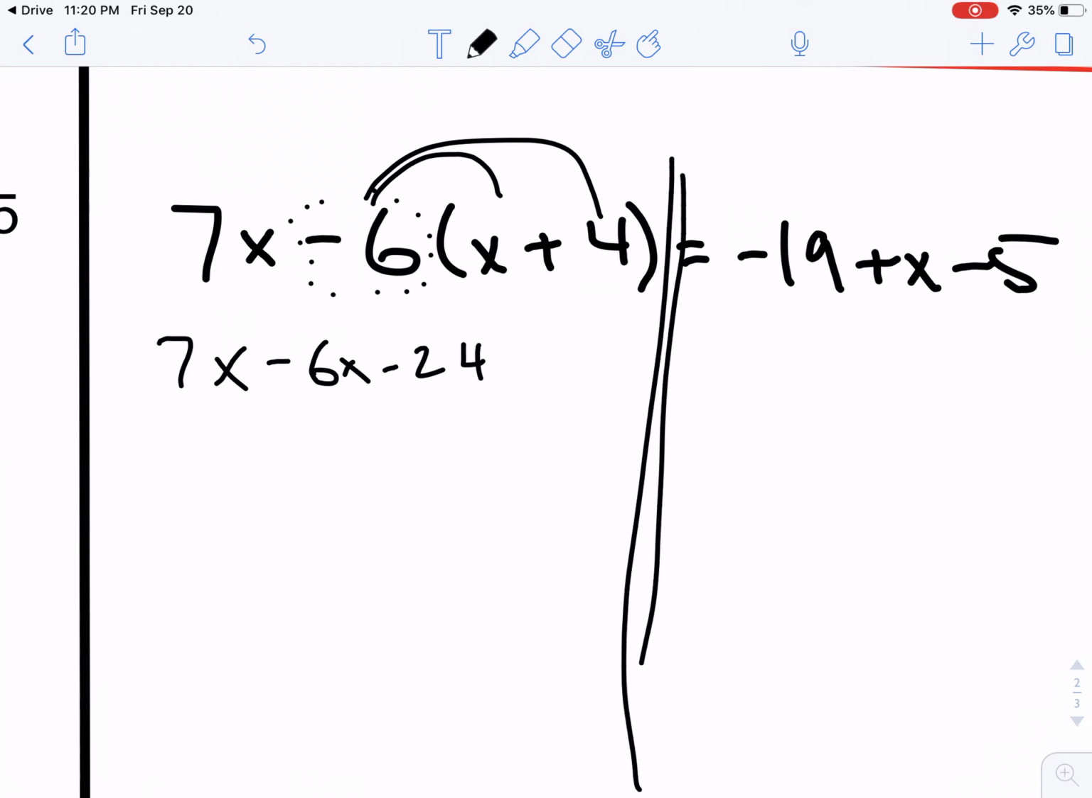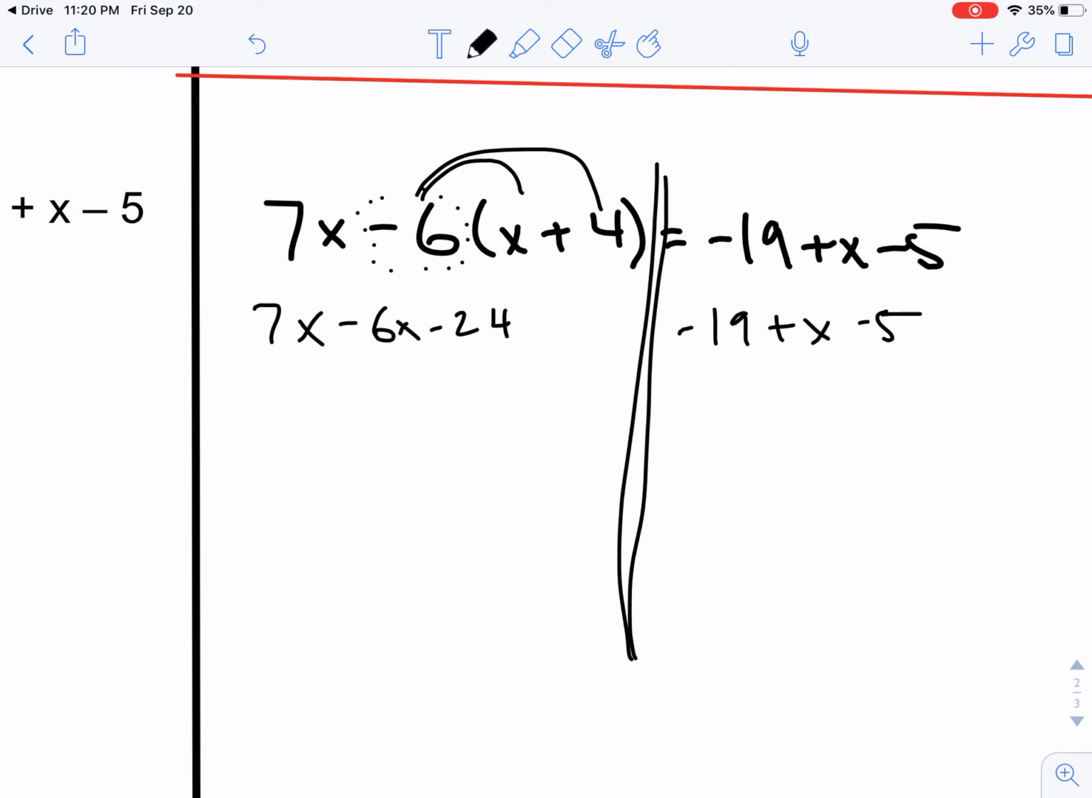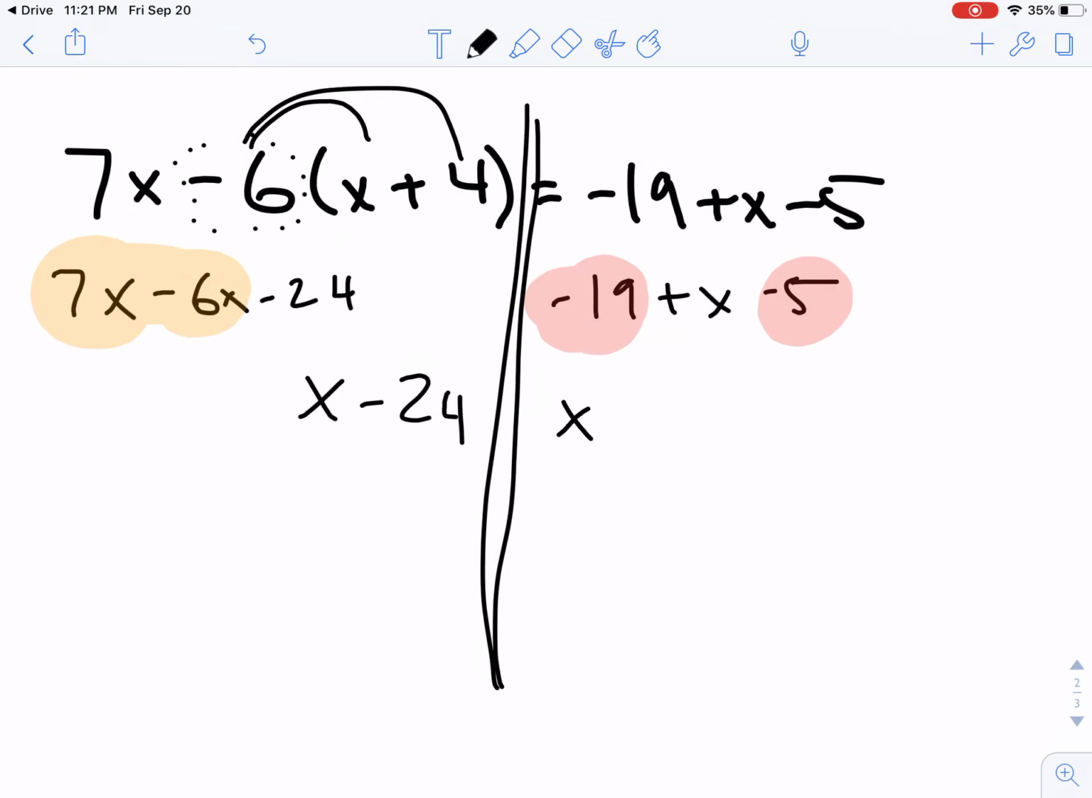Equals negative 19 plus x minus 5. Okay. Next, we need to combine like terms. 7x minus 6x. Then we can combine negative 19 minus 5. 7x minus 6x is 1x, so x minus 24 equals x minus 24.